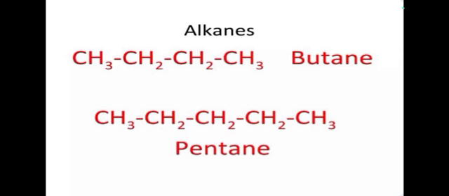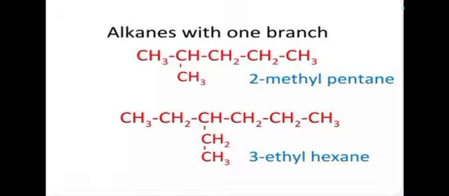Alkane structures: butane, pentane. Butane has 4 carbons. Pentane means it contains 5 carbons. Alkane with one branch: 2-methylpentane. The second position in the pentane main chain has a methyl, so 2-methylpentane. Second one, 3-ethylhexane. The third position has an ethyl group, so 3-ethylhexane.